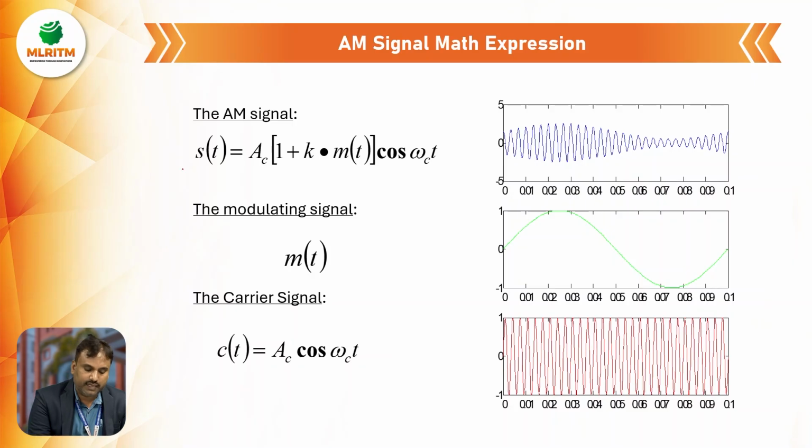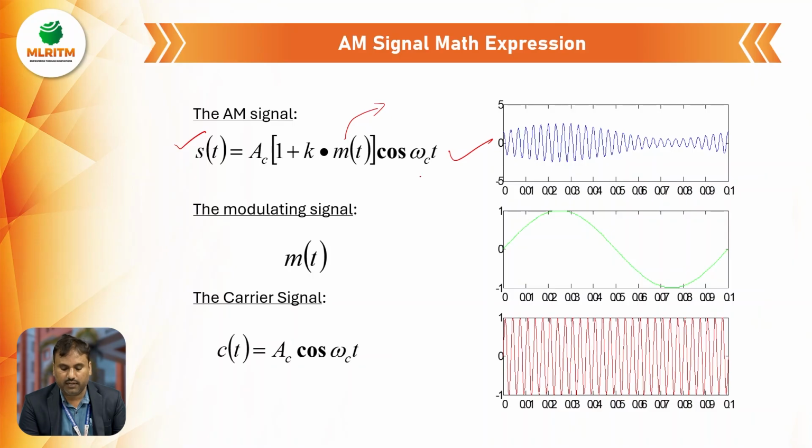You can see here S of t denotes the modulated signal. Here it is A_C into 1 plus k into m of t, where k is the amplitude sensitivity, whose units are per volt, that is voltage inverse. m of t is our message signal or modulating signal, and we don't know how many frequency components are there, so let us consider m of t to be multi-tone, into cos omega_c t. This is the time domain equation for a multi-tone AM signal.